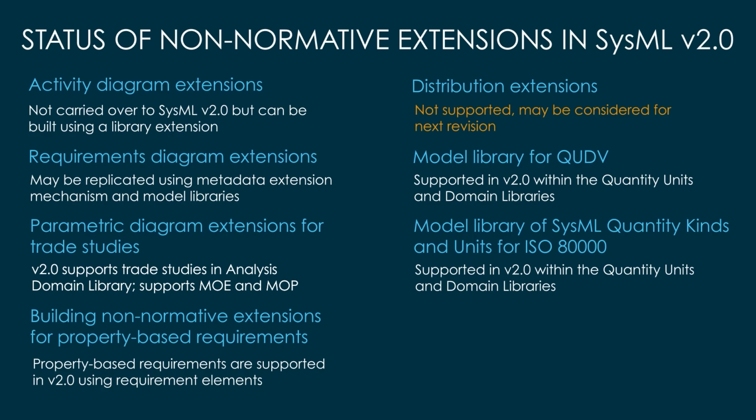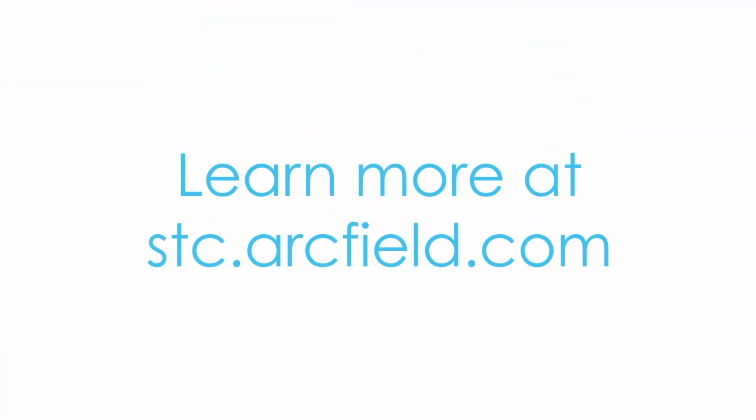Metadata extensions in SysML version 2 are the equivalent of stereotypes as we know them today in SysML version 1.7. You can recreate the attributes needed and the requirement categories and place them in a model library for reuse across multiple projects in your organization or domain.